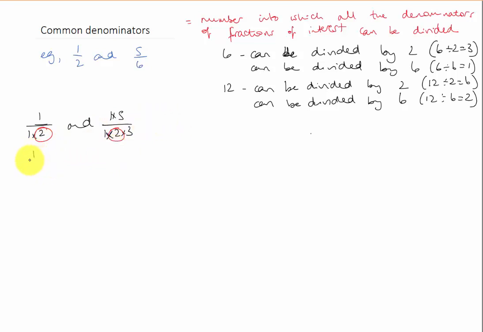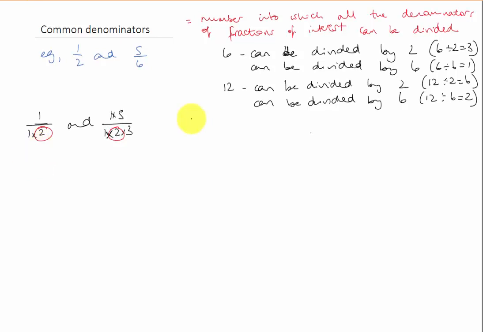So let's do it up here. 1/2 times 3 over 3 gives us 3/6 and 5/6, so that they have the same denominator. Lovely. So this is the lowest common denominator.